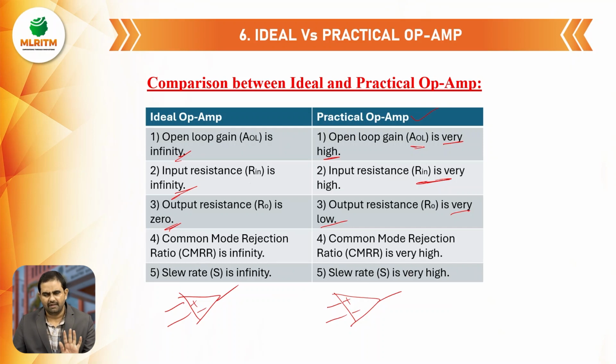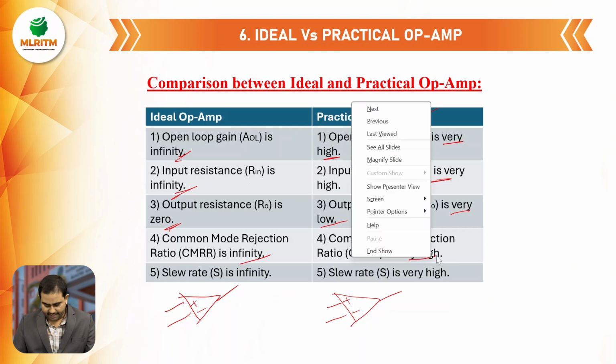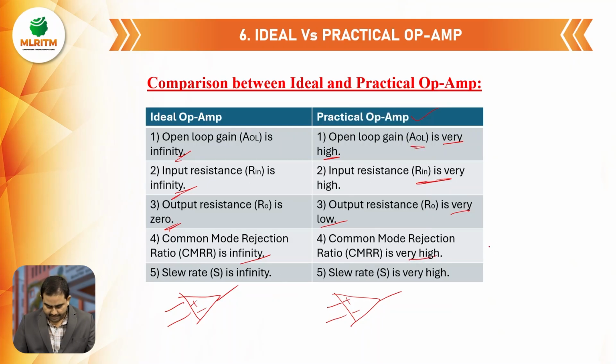Easy to remember also. One is open loop gain, one is output resistance, one is input resistance, one is common mode rejection ratio, and the last one is the slew rate. So the common mode rejection ratio of an ideal op amp is infinite, and of a practical op amp is very high. Here slew rate of an ideal op amp is infinite, and for a practical op amp it is very high.